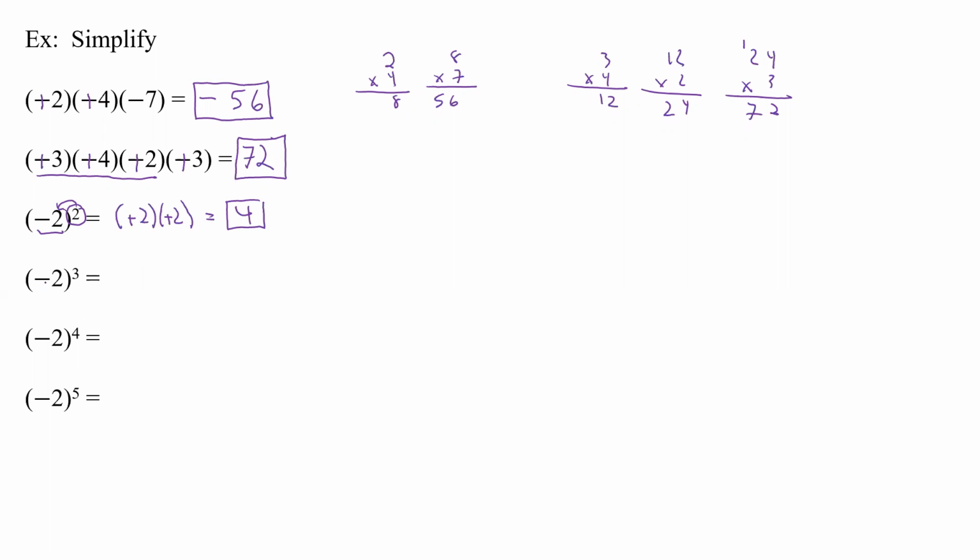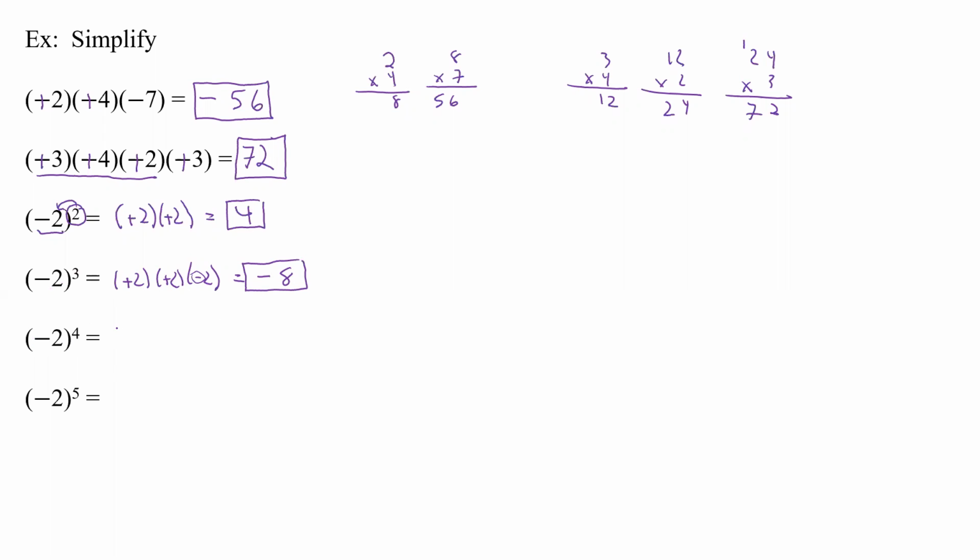What about the next one? (-2) cubed. Well, that just means we're going to take -2 times -2 times -2. And again, if we take a negative times a negative, that's positive, so those cancel. And that means our final answer we know is going to be negative. Well, 2 times 2 we see was 4, and we have one more there, so 2 times 4 is 8. And so then our answer to (-2) cubed is -8.